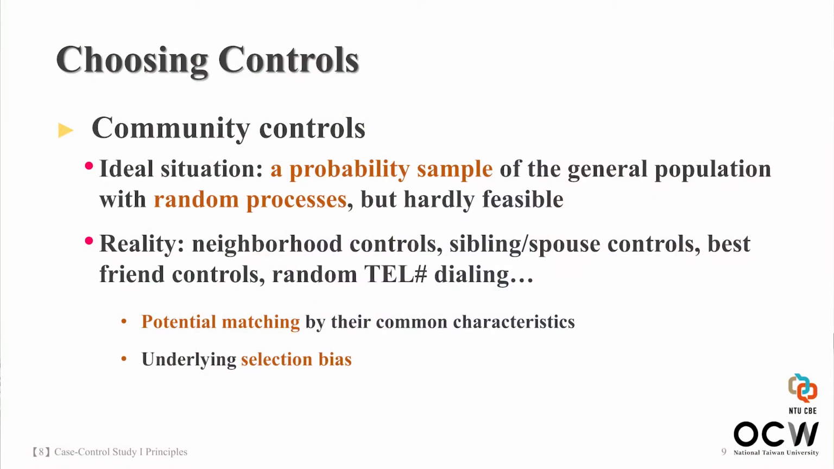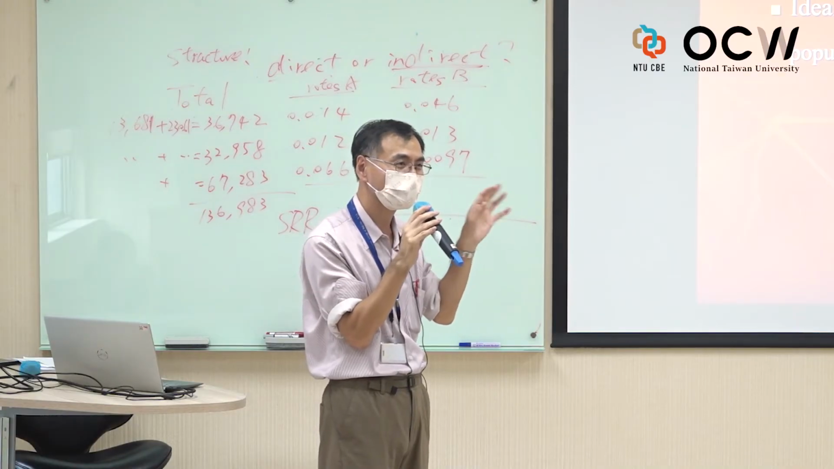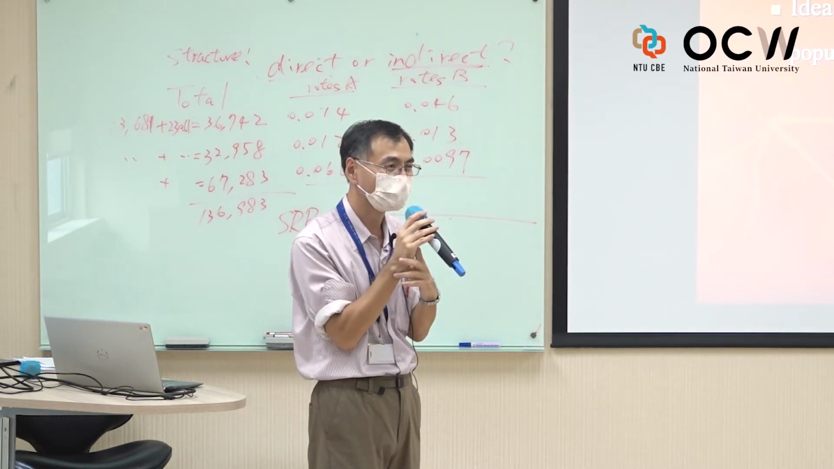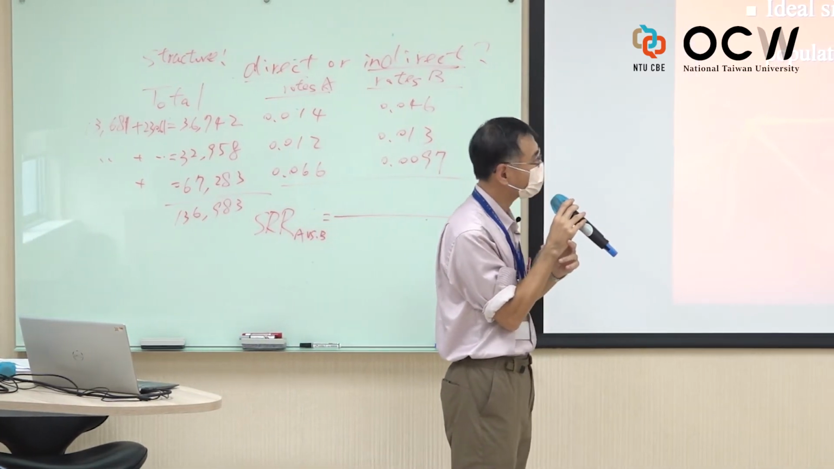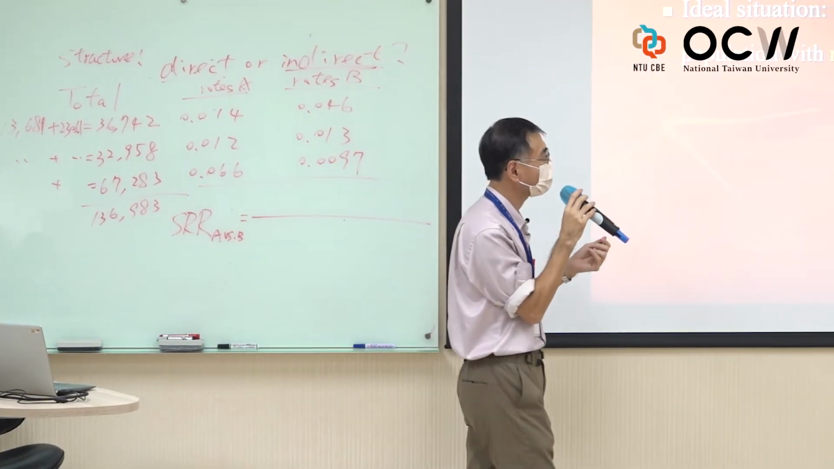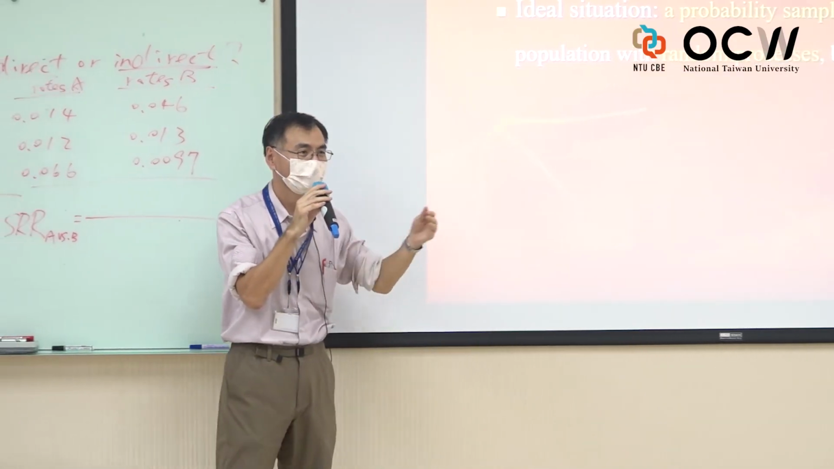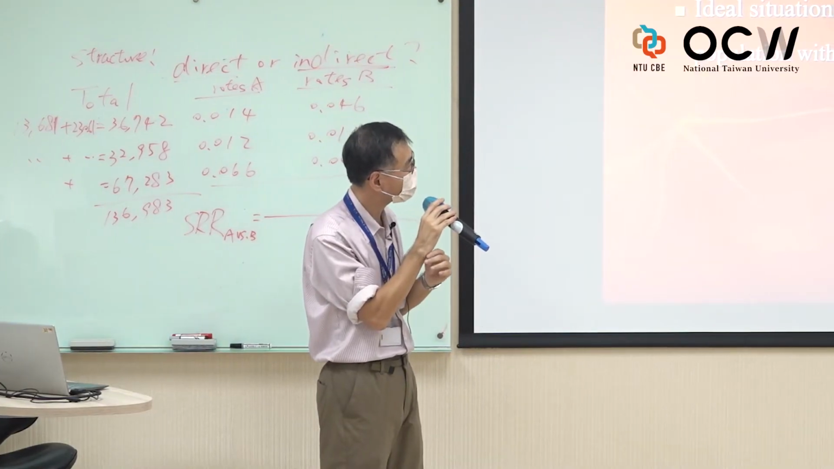In terms of the community control, the ideal situation is to perform a probability sample of the general population with a random process. That's how we define a random sample, right? Remember the sampling methods, simple random sampling or multiple stage sampling or systematic random sampling, and so on, to make sure that they are representative of the general population. For the random process, you need to use random numbers, even if you just do it in one stage, that's fine. That will satisfy the random process.